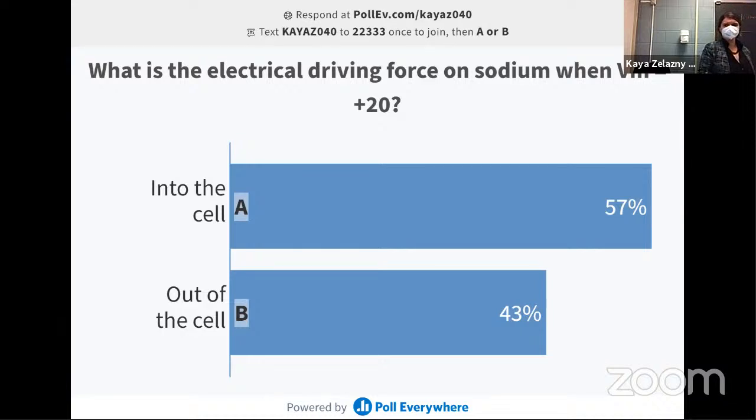We'll keep practicing with electrochemical, electrical, chemical on Friday. But if you're getting kind of overwhelmed with how to practice for these, I do recommend thinking about sodium a lot and just varying what membrane potential you're at, positive 20, negative 70, so on and so forth. Because sodium is going to be really important when we start talking about neurons. It's going to be one of the main things we're tracking.